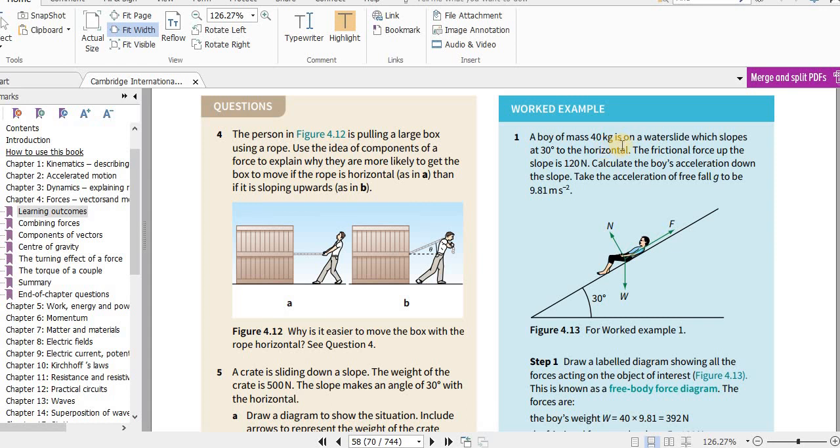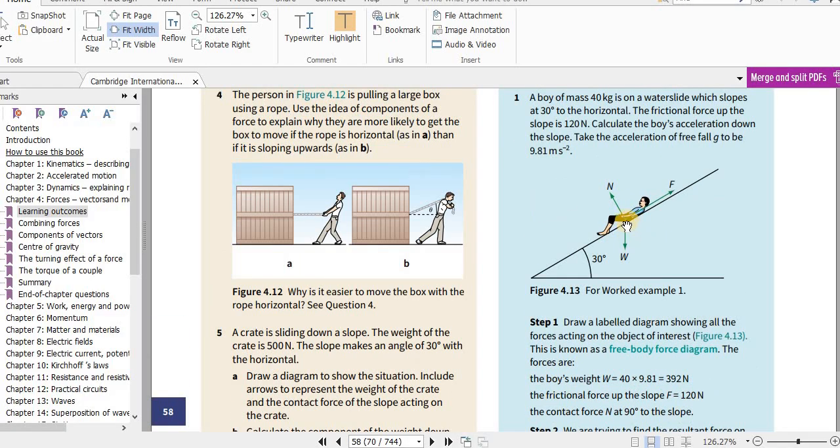A boy of mass 40 kilograms is on a water slide which slopes at 30 degrees to the horizontal. You can sketch a diagram like this. The frictional force up the slope is 120 newtons. So this F is 120 newtons. Because he's sliding down, the frictional forces are always opposite to the direction of motion. Calculate the boy's acceleration down the slope. Take the acceleration of free fall g to be 9.81. So let's do this now.